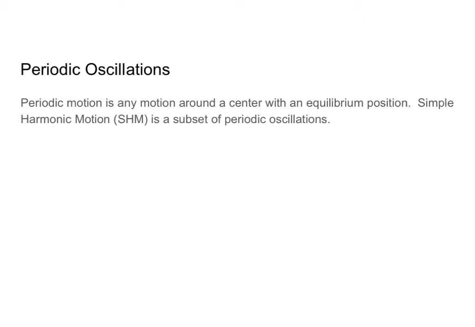So let's start by talking about something called periodic oscillations. And we're going to define periodic motion as any motion around a center with an equilibrium position. Simple harmonic motion, which we're going to get into pretty quickly, is a subset of periodic oscillations. So one example of a periodic oscillation would be if I'm standing here and I am just periodically walking between 2 points. I am going back and forth around an equilibrium position.